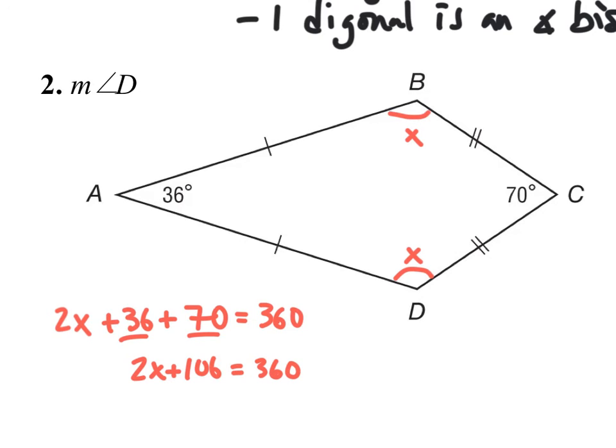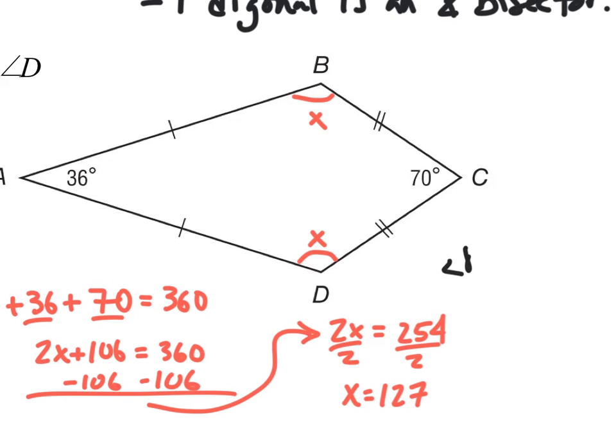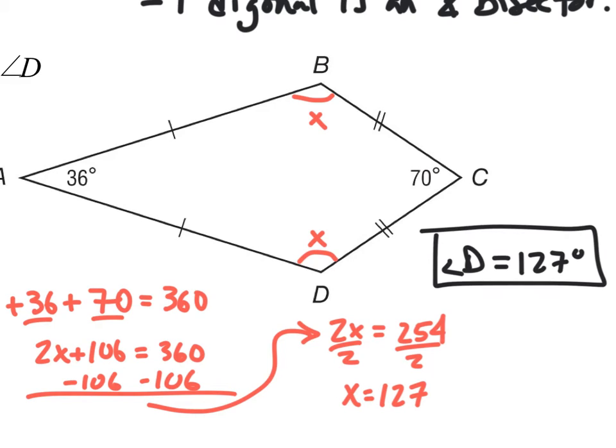Okay, so I'm going to subtract 106 from both sides. And so we end up getting that 2x is equal to 360 minus 106, which is 254. Okay, and if I divide that by 2, then I get 127. Okay, so x is equal to 127. So angle D, all right, let's answer the question. Angle D is equal to 127 degrees. Okay, so that's what I got for those.